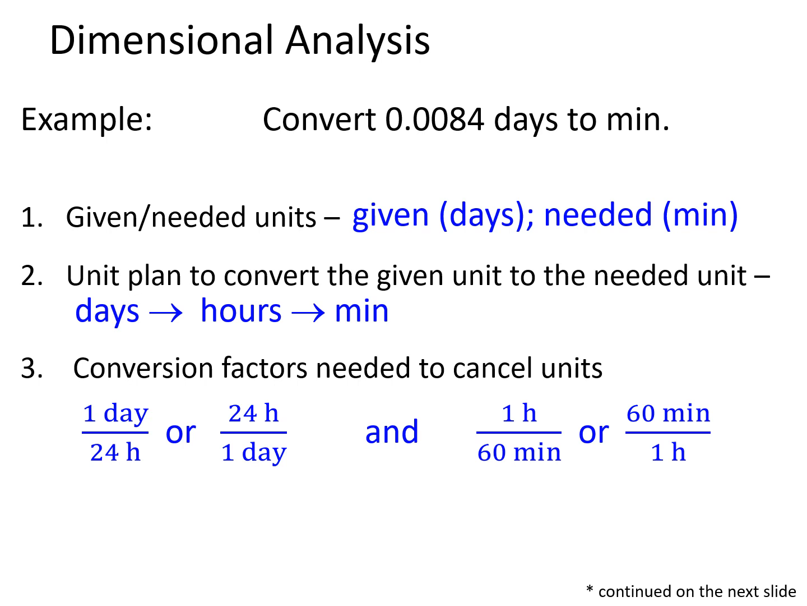And so we know that there are 24 hours in a day. So on the left side, I show the two ways we can show that relationship. I can show it as 1 day over 24 hours or 24 hours over 1 day. We're going to use one of those. And then I can show the relationship between minutes and hours. There are 60 minutes in an hour, so I can show it as 1 hour over 60 minutes or 60 minutes over 1 hour. Again, we're going to use one of those.